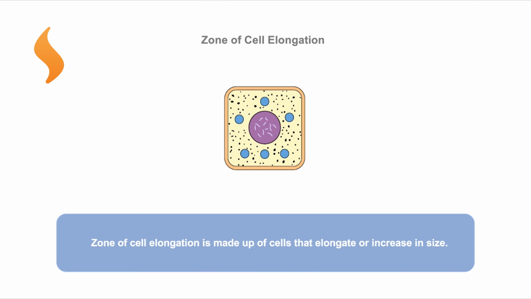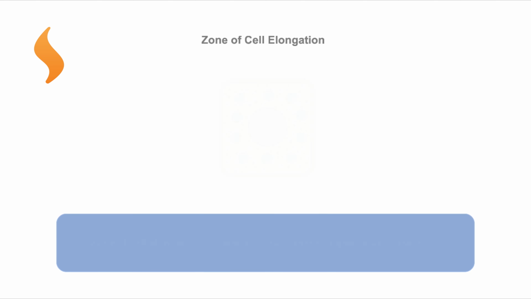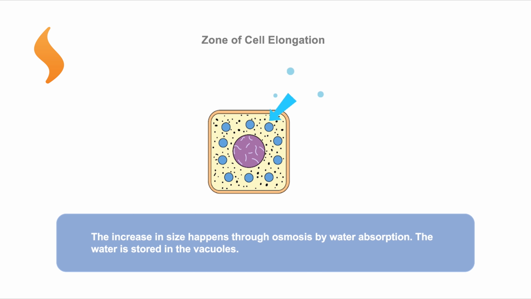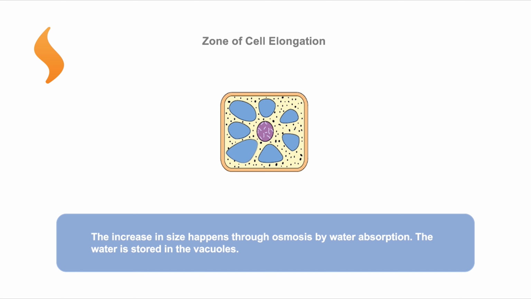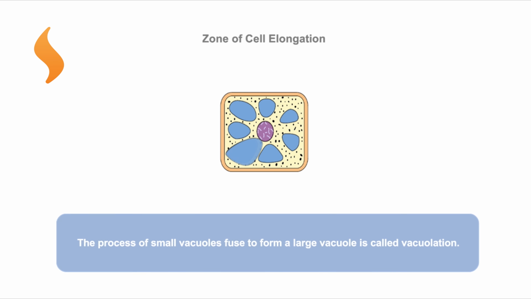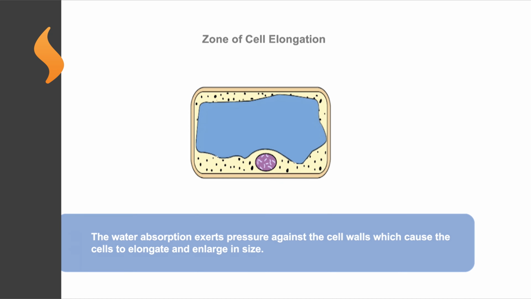The second zone of cell growth is the zone of cell elongation. The zone of cell elongation is made up of cells that elongate or increase in size. The increase in size happens through osmosis by water absorption. The water is stored in the vacuoles. The process of small vacuoles fusing to form a large vacuole is called vacuolation. The water absorption exerts pressure against the cell walls, which causes the cells to elongate and enlarge in size.